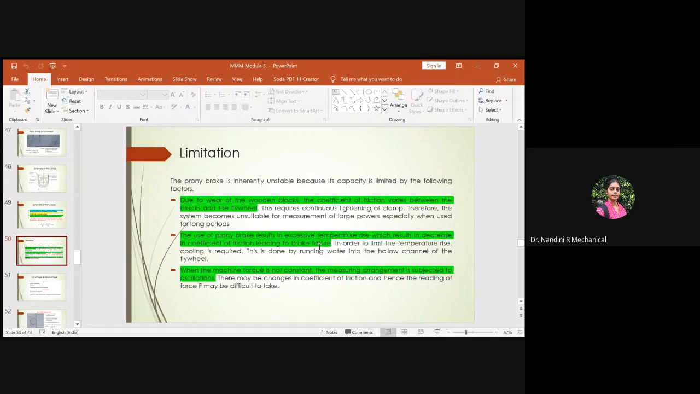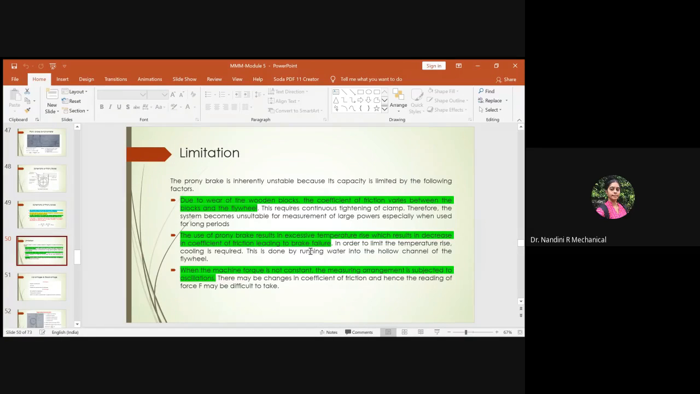So in order to overcome this problem, in order to limit the temperature rise, cooling is always required. A proper arrangement for providing cooling when the Prony brake dynamometer is running has to be taken care of. Then only the effect of temperature could be overcome, and you can get a constant value of coefficient of friction, which will not lead to brake failure. So these limitations could be overcome.